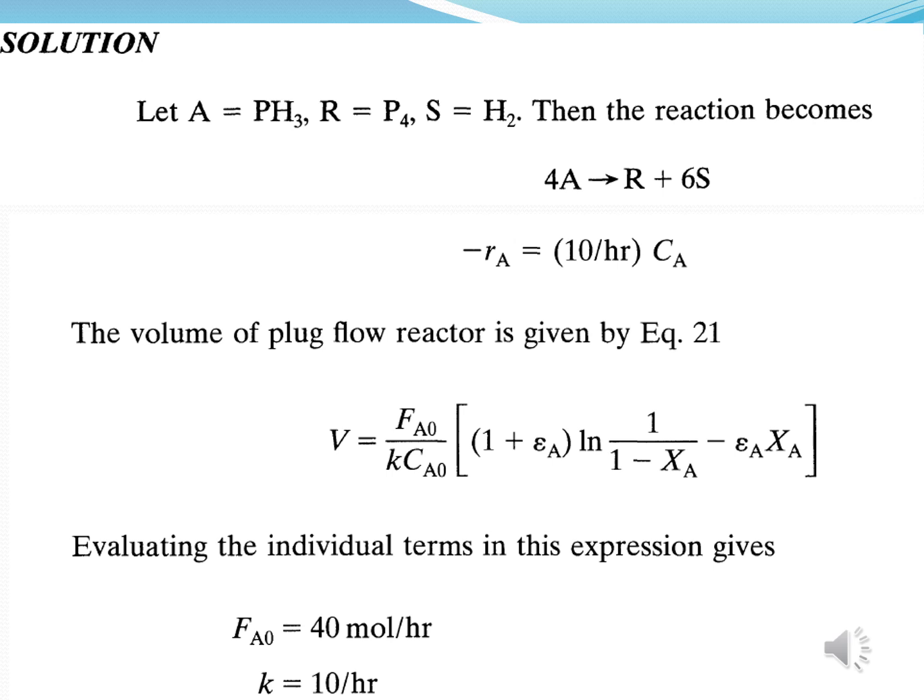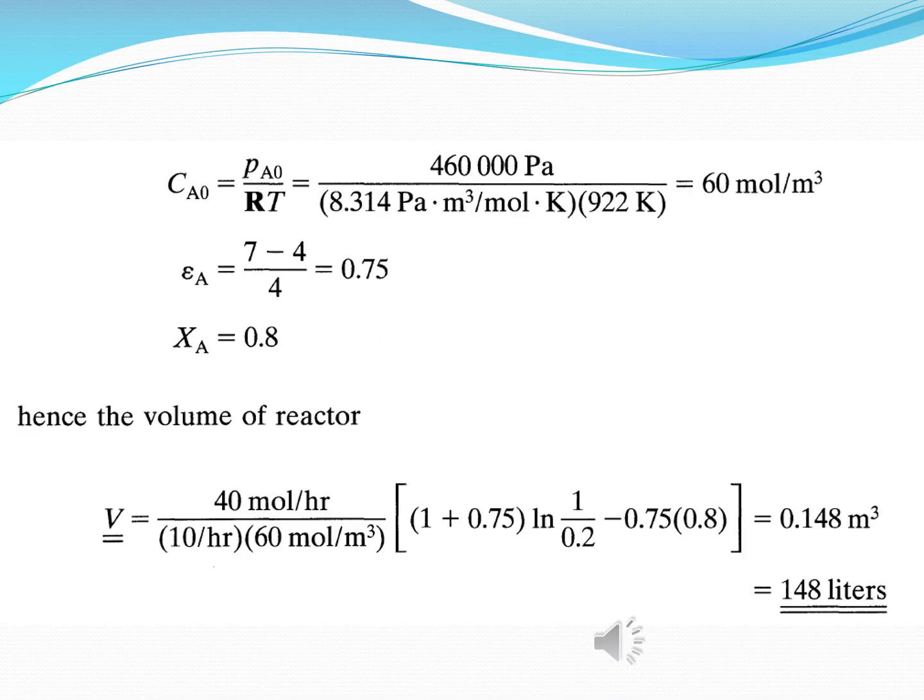So the final expression is: volume of the reactor equals F_A0 over k C_A0 times (1 plus epsilon_A) ln(1 over (1 minus X_A)) minus epsilon_A X_A. Now F_A0 is given, k is given, X_A is given, and epsilon_A and C_A0 you have to calculate. Just put the values in this expression and find the volume of the plug flow reactor.